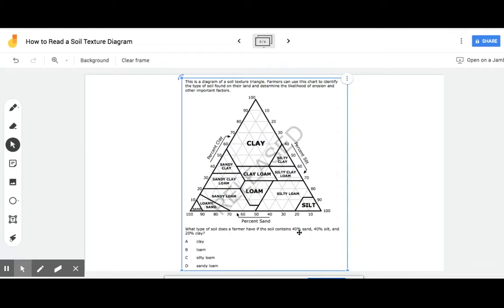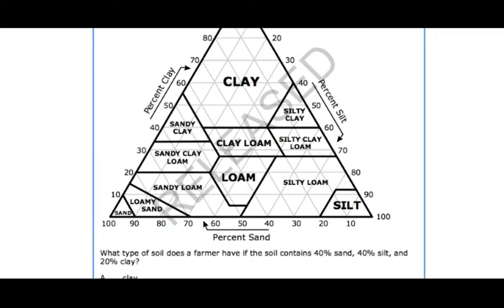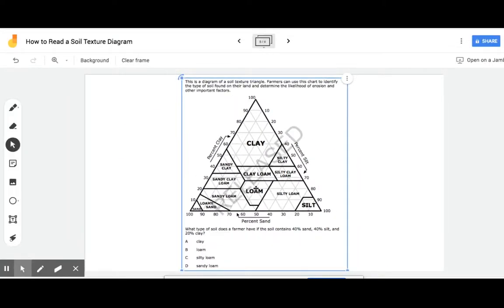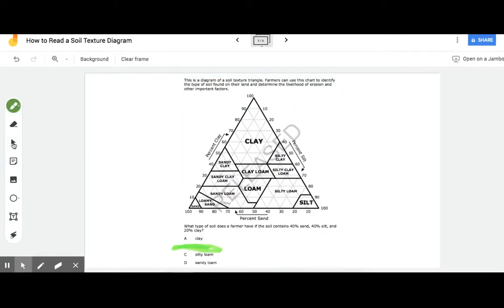So you have 40% sand, this is 40% sand, 40% silt, okay? 40% silt is here, and you have 20% clay. So the answer is loam. Okay, and that is letter B, and you're done.